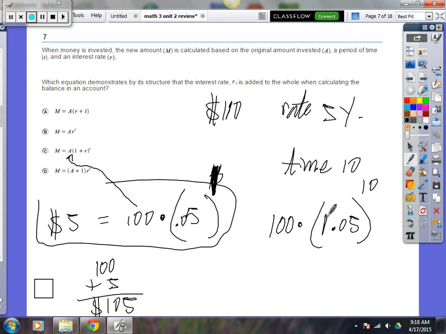But if you times it by 1 plus 0.05, if you do this on your calculator, if we just do it for 1 year instead of 10, then it does this step for you. It adds the 100 to your interest, and this gives you 105. So if you times it by 100% of the money plus the interest you earned, it adds that interest to your principal amount. So we're going to go with C.